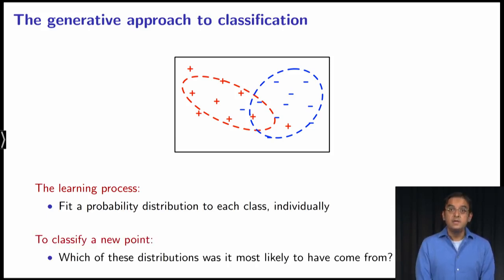Now, when a new point comes along, say a point like this, and we want to classify it, we just ask ourselves, was this new point more likely to have come from the red distribution or the blue distribution? Under which of these two distributions does it have higher probability? And that's it. So that's a high-level overview of the generative approach. Let's be a little bit more concrete and put down some details.